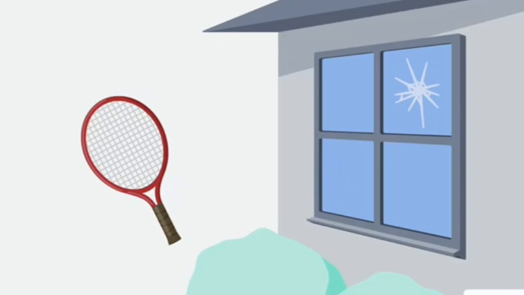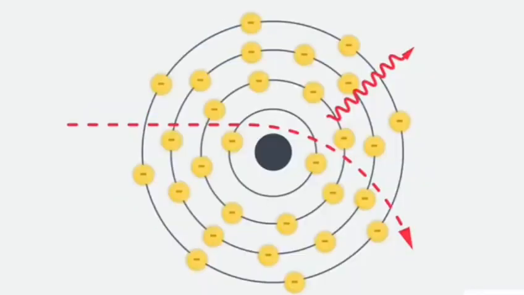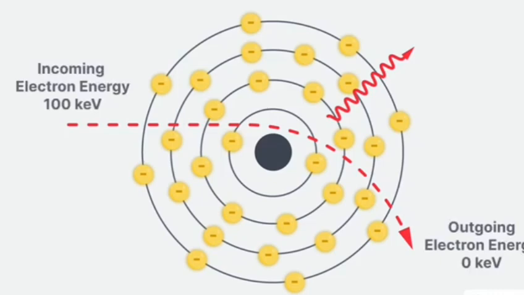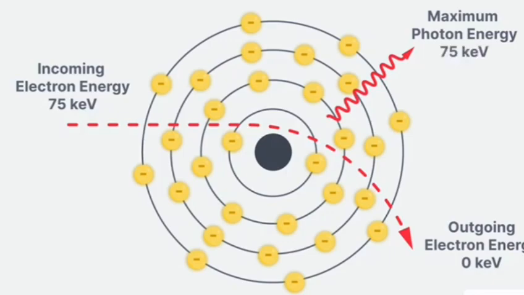The energy of a Bremsstrahlung radiation photon depends on a few factors, one of them being the energy of the incoming electron. If the incoming electron has an energy of 100 keV, the maximum energy photon that can be created is 100 keV. They won't always have the maximum energy, but they can. Here's another example. If the incoming electron has an energy of 75 keV, the absolute highest energy photon that we can get out of that electron would be 75 keV.